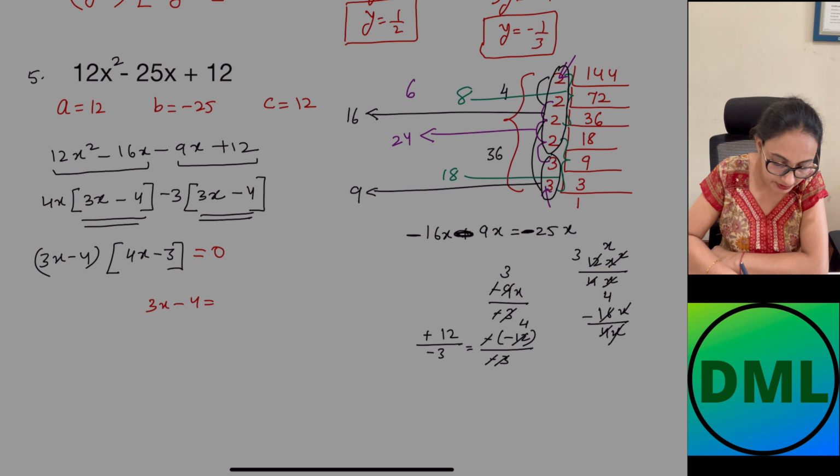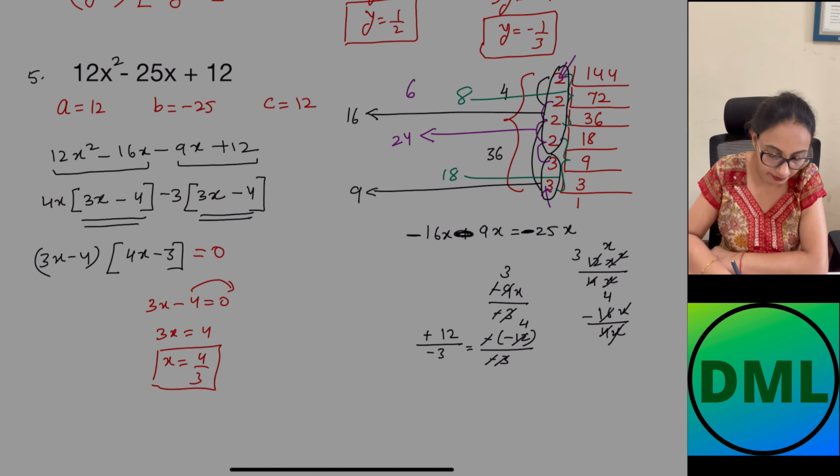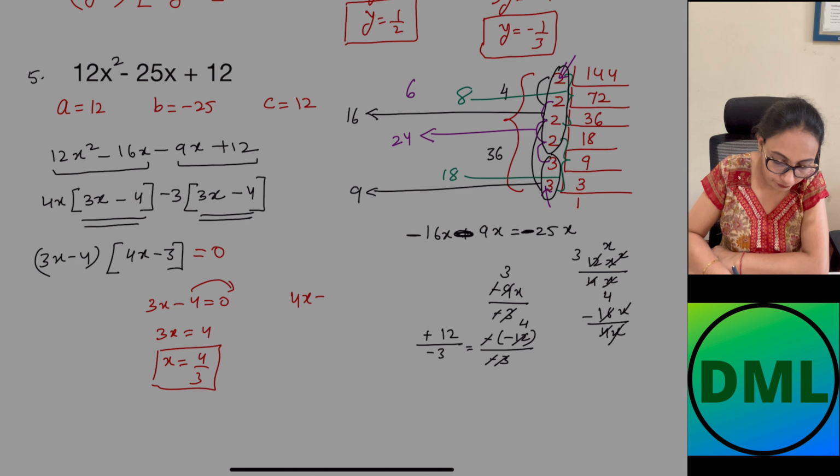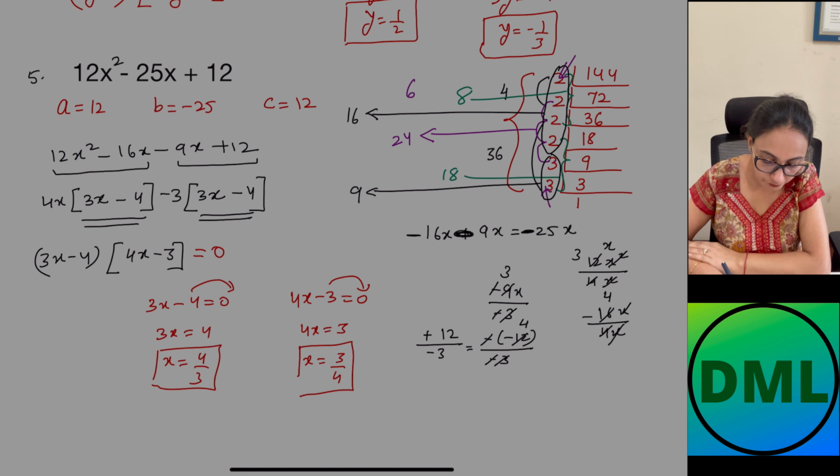3x minus 4 is equal to 0. Move this 4 on right hand side. 3x is equal to 4. x is equal to 4 over 3. This is one of the zeros of the polynomial. Let's try for the second one. 4x minus 3 is equal to 0. Move this 3 on right hand side. 4x is equal to 3. x is equal to 3 by 4. This is the second zero of the polynomial.